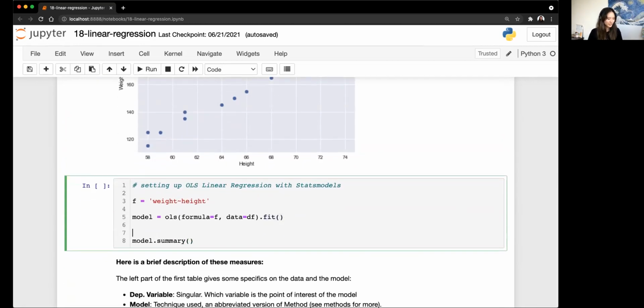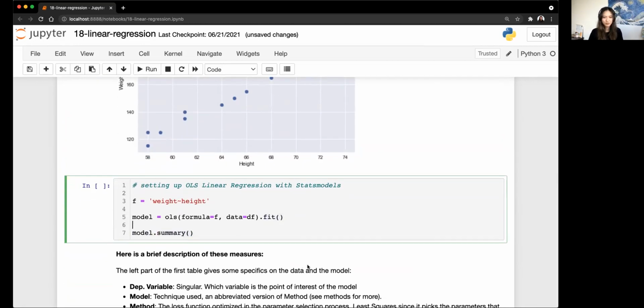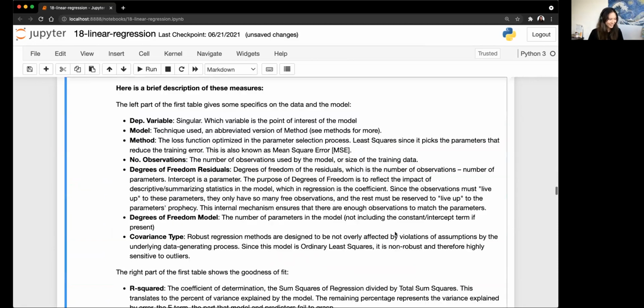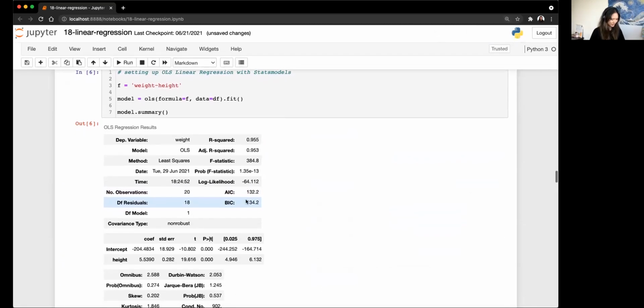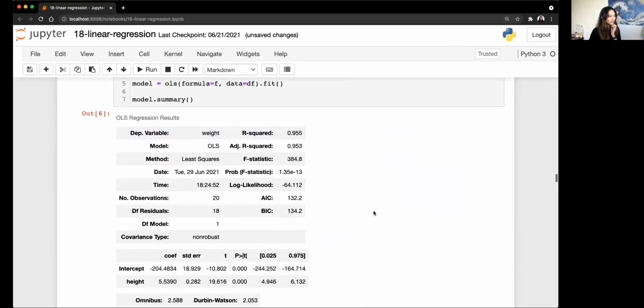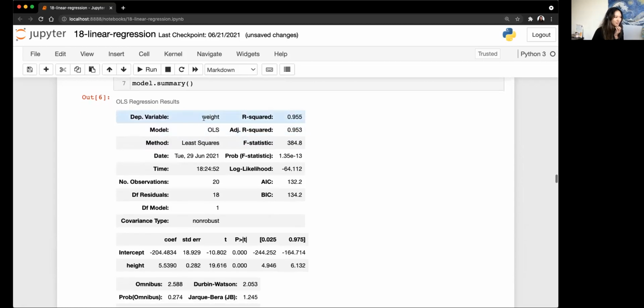And then you are actually going to print out a summary table, therefore model.summary. So let's run this. And just like that, we have a model summary. So first thing that we see here, oh, actually, this is too small now. All right. So first thing that we see here, the dependent variable is weight. The model is OLS, and we're using the least squares method.